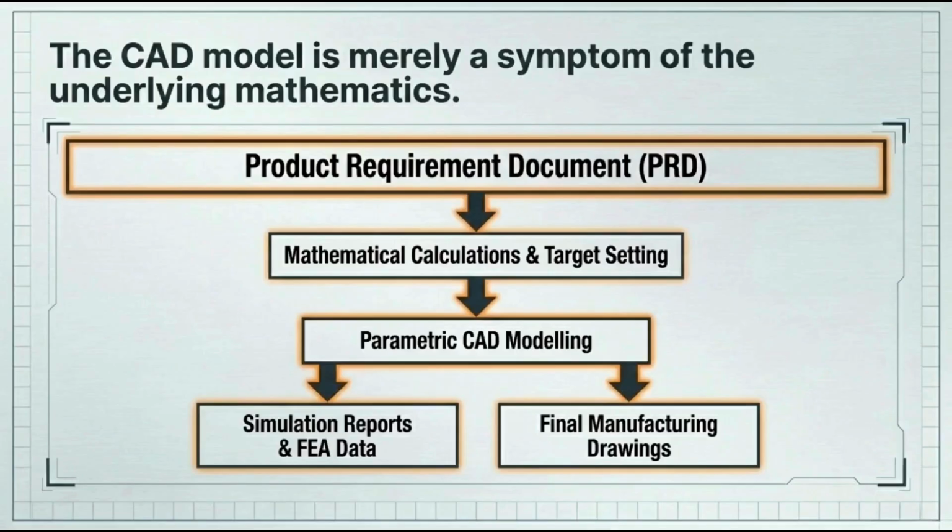Think of mathematics. Before solving the equations, you must understand the problem. Similarly, before creating geometry, you must understand what the geometry is intended to achieve. This is one of the biggest mindset shifts required to become professional engineers. Beginners focus on modeling, professionals focus on decision making. The CAD model is simply the final expression of those decisions.